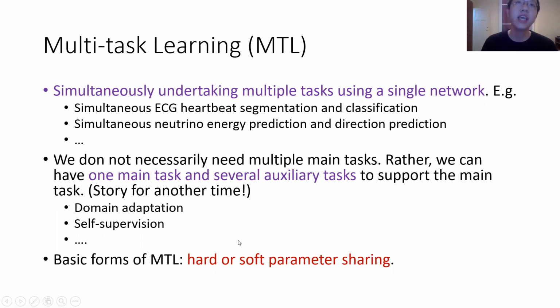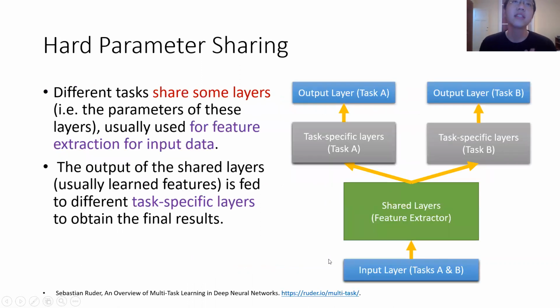So back to MTL itself, the two basic forms of MTL are called hard parameter sharing and soft parameter sharing. Okay, so what does hard parameter sharing mean? Let's take a look at this neural network on the right side. We have one input layer for both tasks A and B. Here we are assuming that tasks A and B share the same data, but in reality, they don't have to. And for the output, we have the outputs for task A and task B. What you see here is that before the task-specific layers for each of these tasks, we have some shared layers.